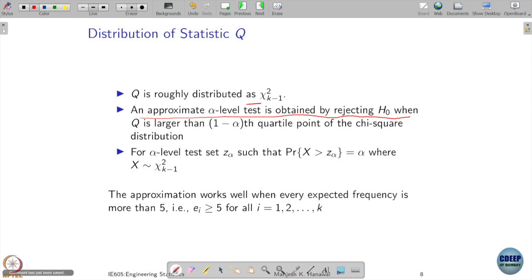Or like if you want this alpha test, we need to set z alpha such that P of X greater than z alpha is alpha, where your X is chi square distribution with k minus 1 degrees of freedom. And since we know this chi square distribution well, we can compute its tail probabilities and tabulate them, and for a given value of alpha we already know how we should be selecting z alpha so that my test has alpha level significance, or my test is an alpha level test.